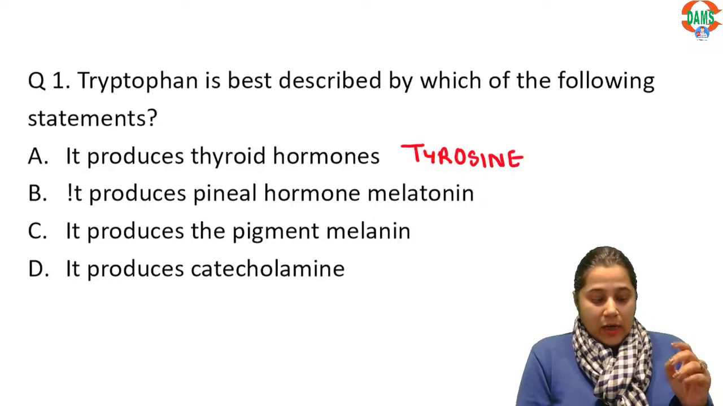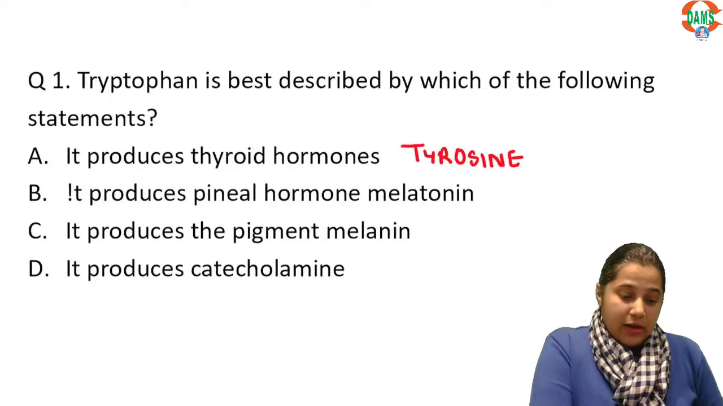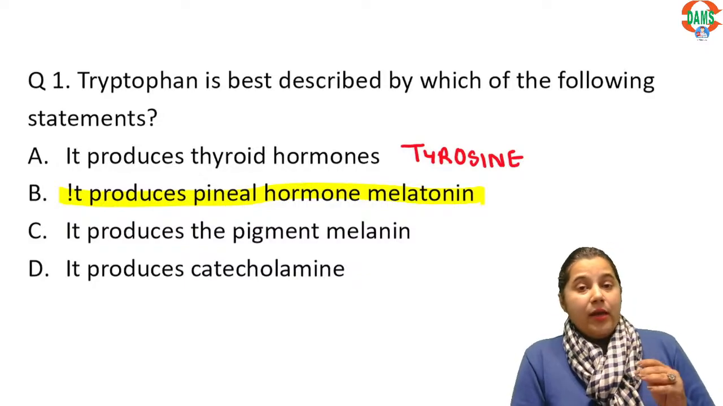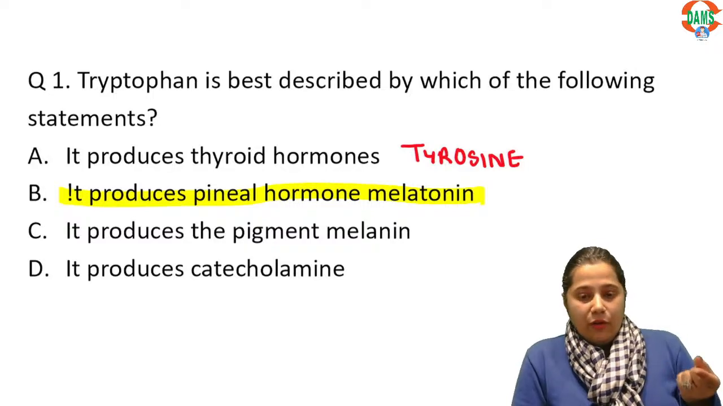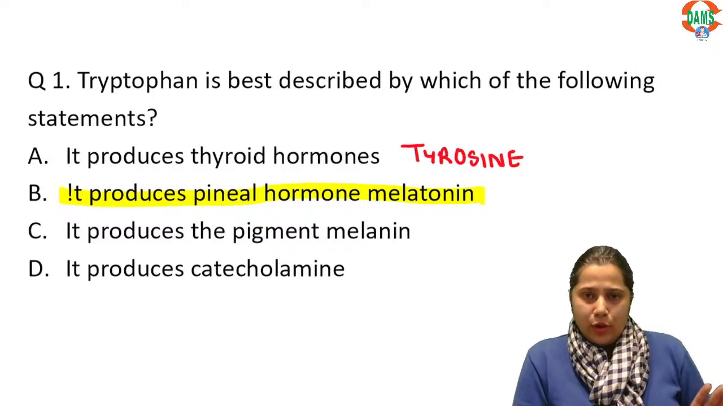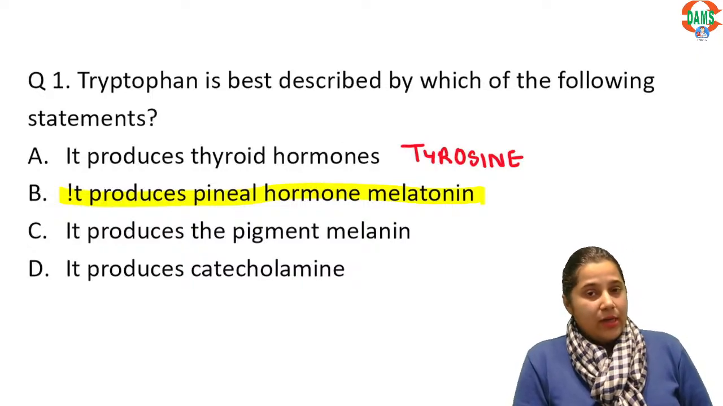Option B, it produces pineal hormone melatonin. Yes, tryptophan produces the melatonin. This is correct. Melatonin comes from the serotonin pathway only. First, we will form serotonin, which will then be converted to melatonin. So yes, tryptophan forms melatonin.